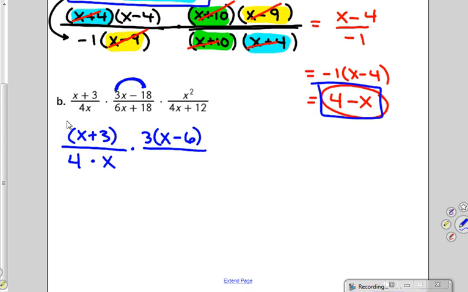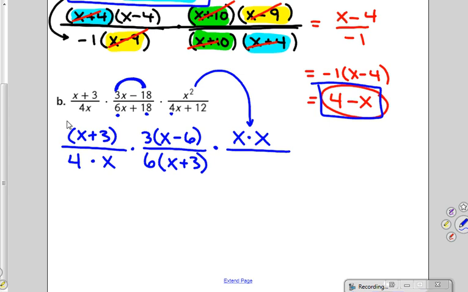In the bottom, this 6 is a factor of 18. So you could make that 6 times x plus 3 times. Sometimes when I see x squared, I'm tempted to write it as x times x, so that you can see that one of them will cancel with the one in the bottom left. We'll get to that in a moment. Since 4 goes into 12, what could I write down here? Times what? X plus 3.